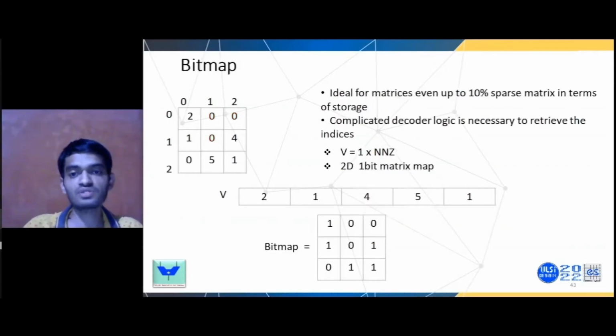The next format that we looked into was the bitmap format. Here, the value array is the same, but the metadata, or the extra data, was a bitmap, which is a 2-dimensional 1-bit matrix map. Each element of the bitmap indicates if the particular value in the matrix is a non-zero or a 0. If it's a non-zero, it's indicated by 1 bit 1. If it is a 0, then it's indicated by 1 bit 0. Even this has a very complicated decoder logic in order to retrieve the indices.